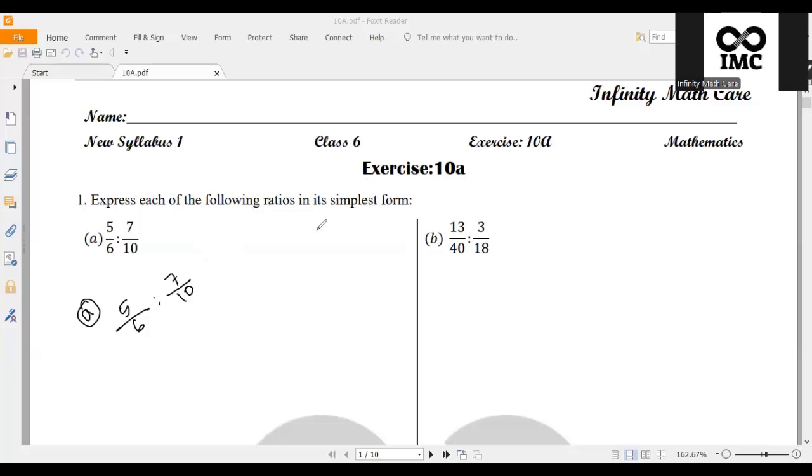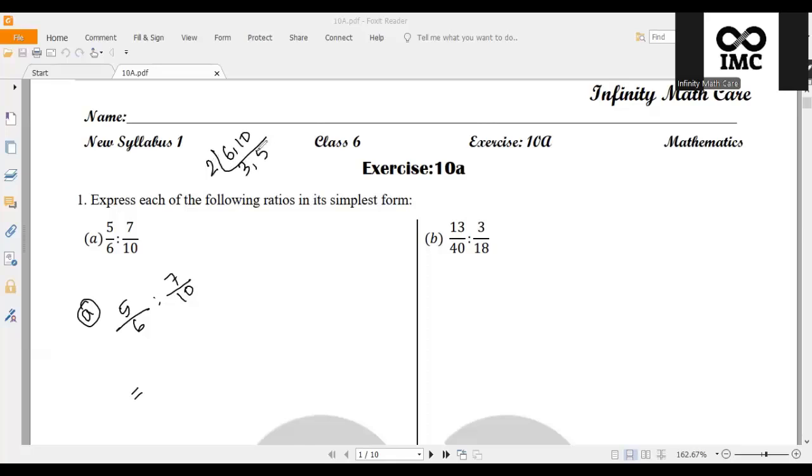Ratios in its simplest form means we need to convert into lowest terms, and it should be whole numbers. But look, there is a fraction in each part, so we need to convert. At first we can solve in this way: 6 and 10. What is the LCM of 6 and 10? If we look at this properly, we can find it by using this idea.